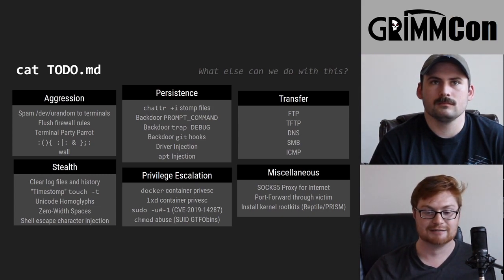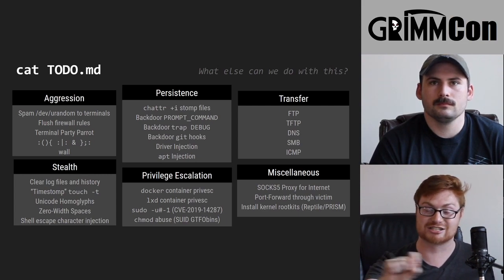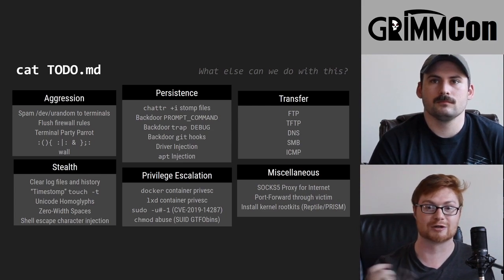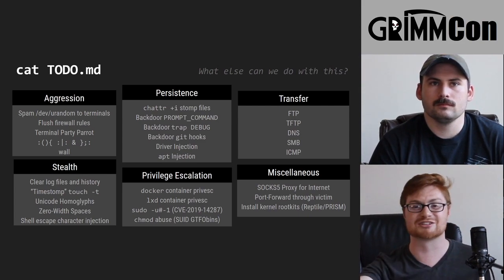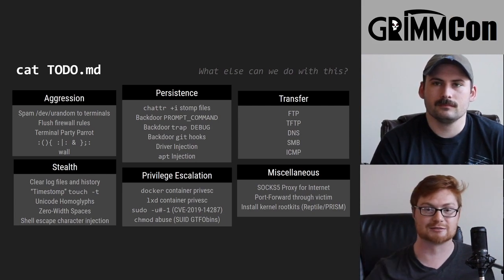Who knows? Maybe we could add more to persistence, right? There are a lot of options. We could use that shatter binary to do stuff. We could backdoor crazy things like PROMPT_COMMAND or the trap DEBUG, and maybe inject into a driver, or backdoor things like apt and git, so many things. And privilege escalation, right? Container escapes with Docker. Maybe you're using that to privesc, and LXD, the sudo CVE we saw recently.